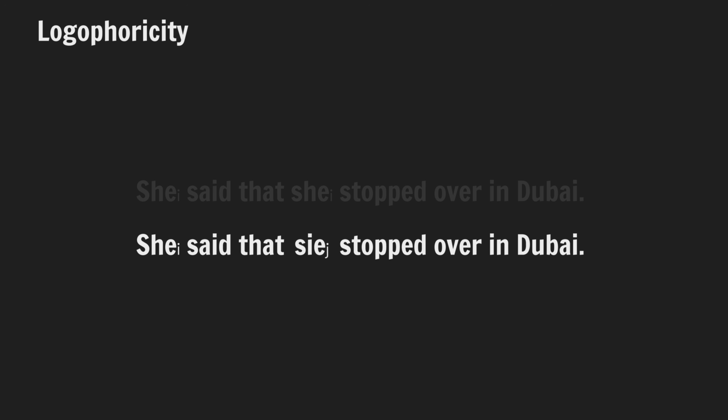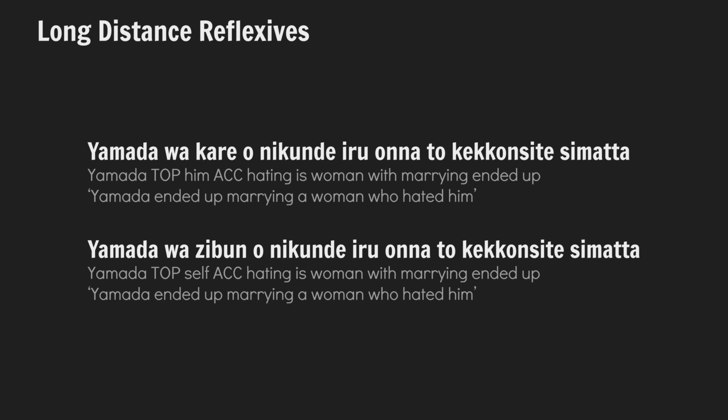A related idea is the use of LDRs, long distance reflexives. Think something similar to the word "self" in English. These two Japanese statements, on the face of it, mean the same thing. Yamada ended up marrying a woman who hated him. The only difference between the two statements is the use of an ordinary person marker, "kare", in the first, and "jibun", self, in the second. And yes, I have mispronounced everything here.